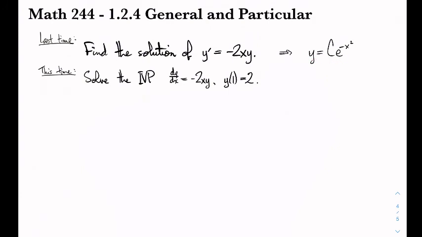So now suppose that we modify the problem so that it says solve the initial value problem where the differential equation is the same. I'm using the Leibniz notation for the derivative, but it's just the same ODE. But now I've got this additional initial condition added in. Okay, so the differential equation part is still the same. So we still have that y is c e to the minus x squared.